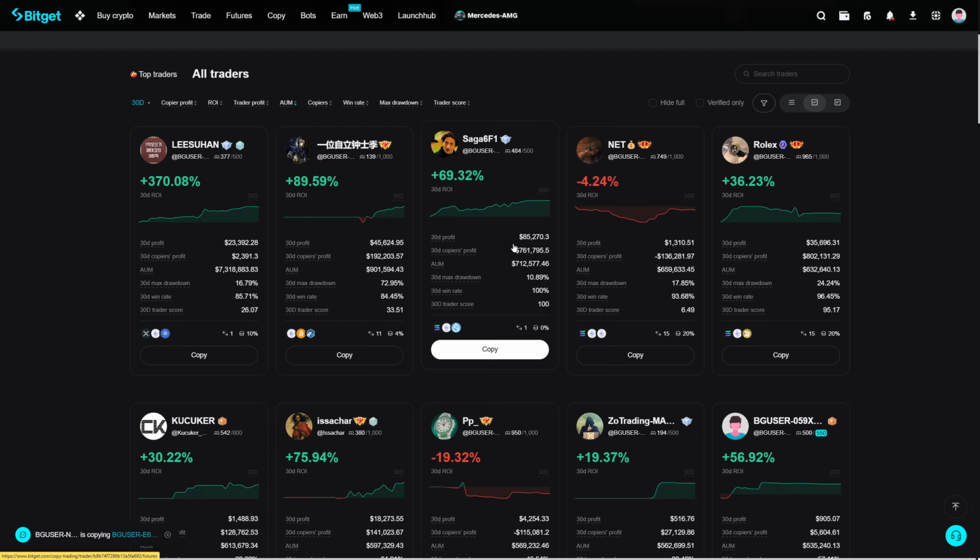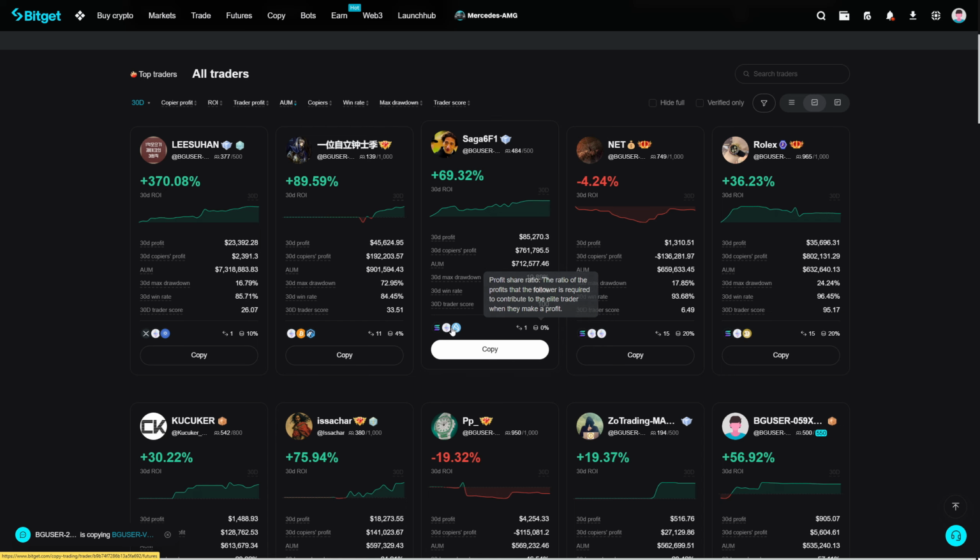This guy right here has an individual profit of 85,000, which refers to the profit that he made himself. But we can see his copier's profits were actually 700,000. The assets under management are also 700,000. The maximum drawdown is only 10%, and he has a 100% win rate. This looks very good.